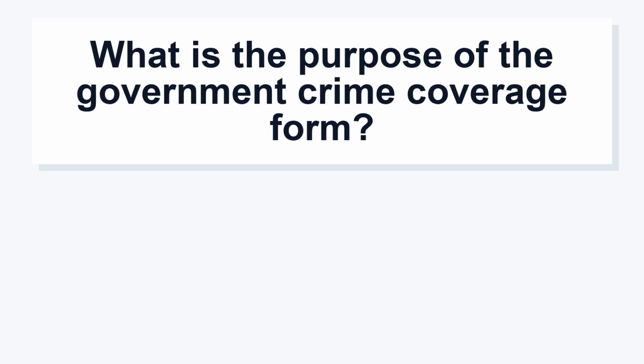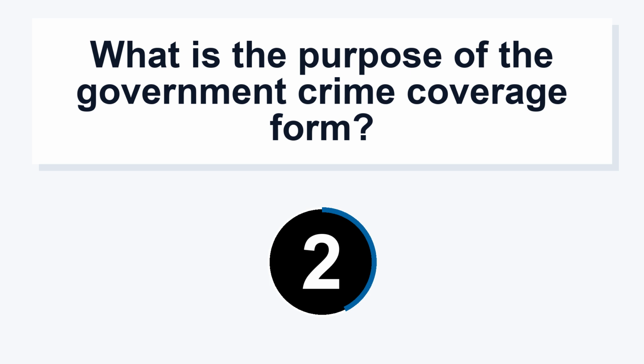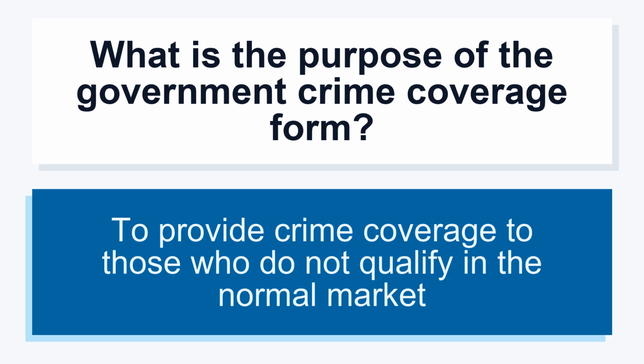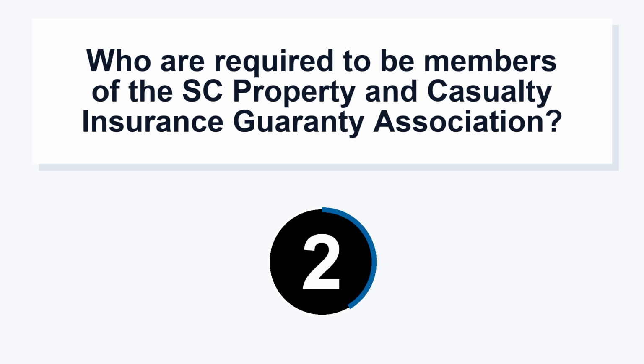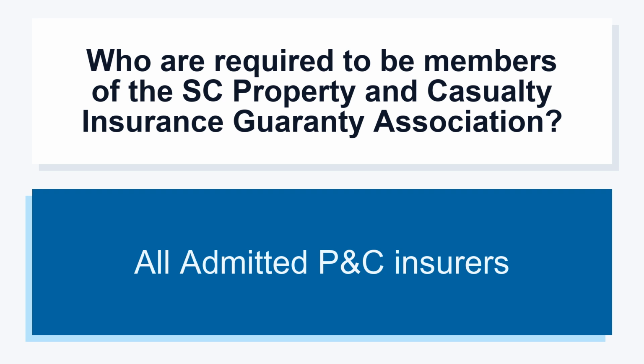What is the purpose of the government crime coverage form? To provide crime coverage to those who do not qualify in the normal market, who are required to be members of the SC Property and Casualty Insurance Guarantee Association. All admitted P&C insurers.